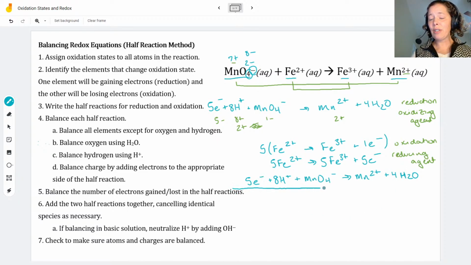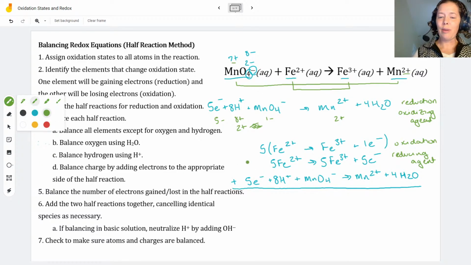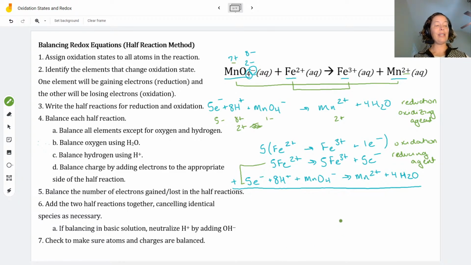Okay, so literally I'm going to add these 2 reactions together. What you can see right off is my 5 electrons are canceling because they're on opposite sides of the arrow. So those are going to cancel. I don't have anything else. A lot of times in both half reactions you end up with water and H+, so sometimes those will either cancel or they will simplify in some way, but for this one, it's just the electrons, and that's what you want.